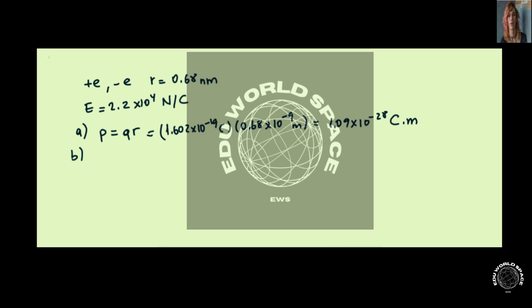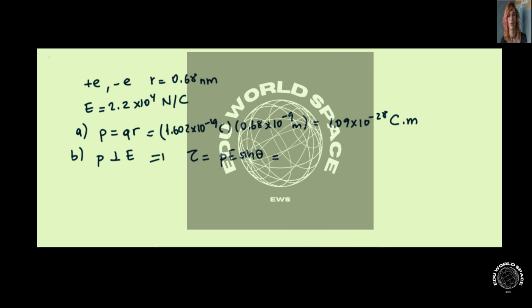Now in part B, we're asked about the torque. What is the torque when the dipole is perpendicular to the field? So P is perpendicular to the electric field, and we're asked to calculate the torque. From the definition of torque, it's the cross product of P and E. So P E sine theta is going to give us the torque.